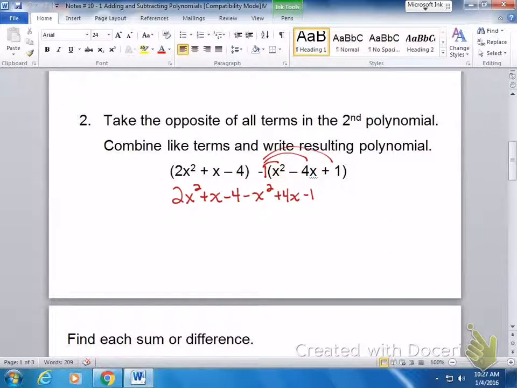Now we're doing the exact same thing we did on the last problem. I'm going to underline my x squareds. I've only got 2 of them. I have 2x squared minus 1x squared gives me x squared. Get rid of them. I have plus x plus 4x. Well, 1 plus 4 gives me 5x.